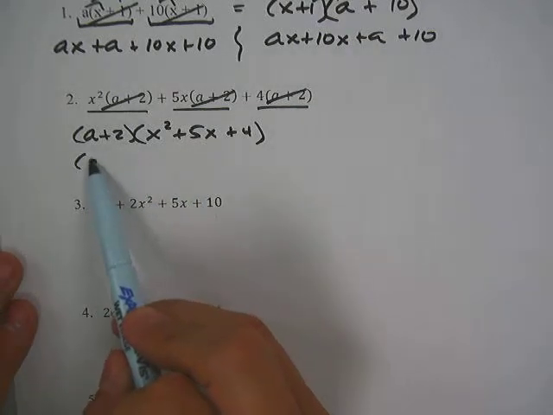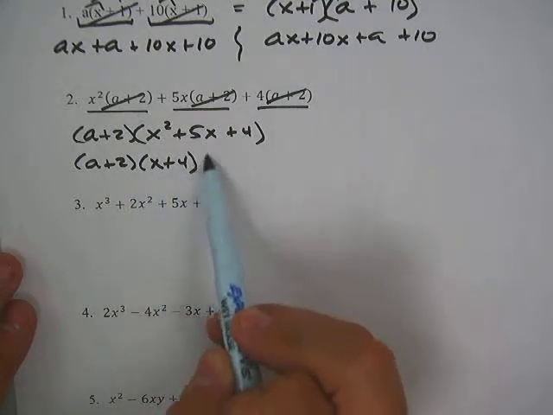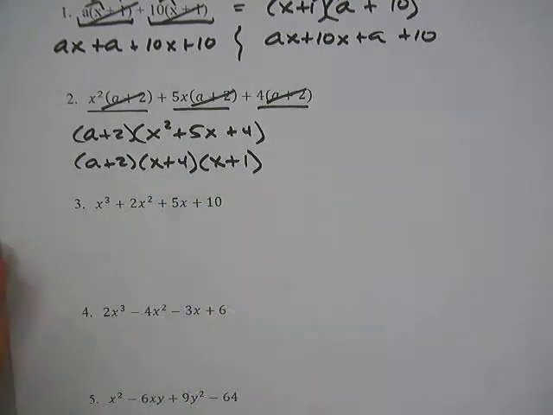But what you hopefully notice is this can factor more. A plus 2, and this will factor to be x plus 4 times x plus 1. Remember, again, we said this before, and that is when you're asked to factor, the assumption is you're going to factor completely.